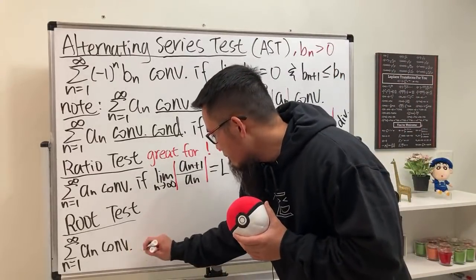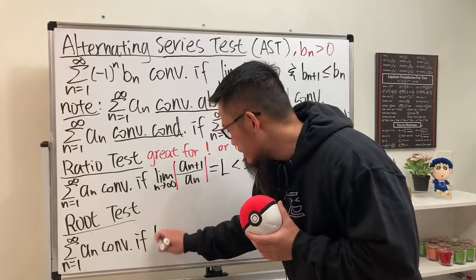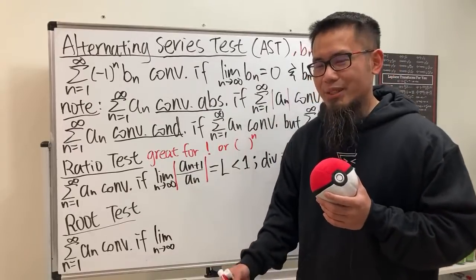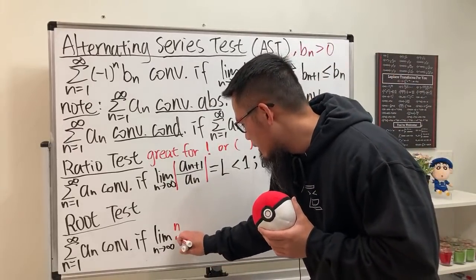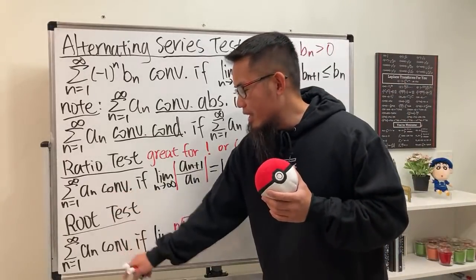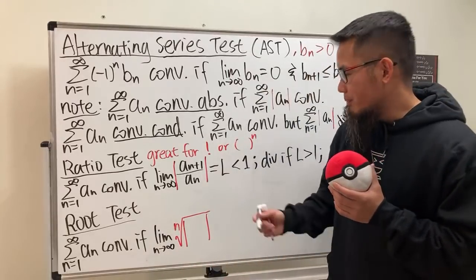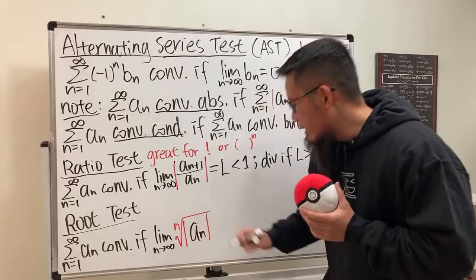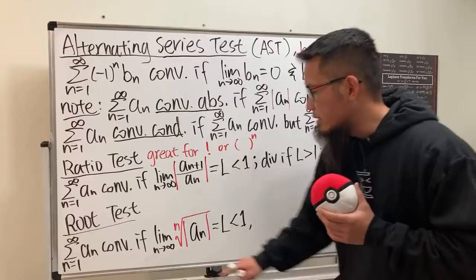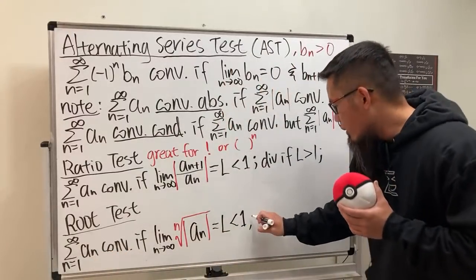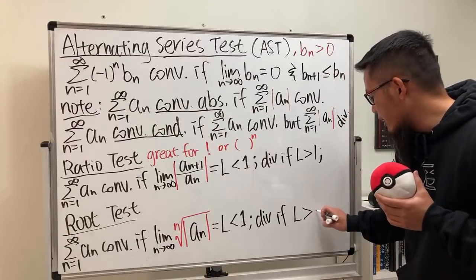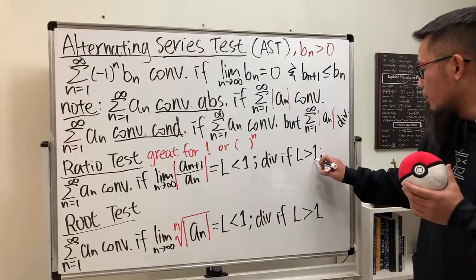This converges if the limit as n goes to infinity, for the root test of course, we take the nth root, and again we have the absolute value. So here and here, we can say they converge absolutely. Right here inside, we just have an. If this gives a number L, and L is less than 1, then the series converges. It diverges if L is greater than 1.